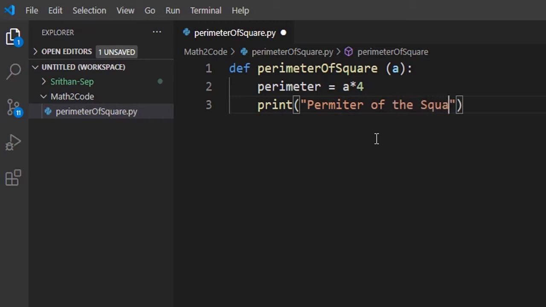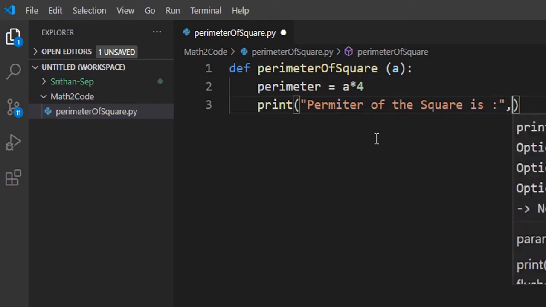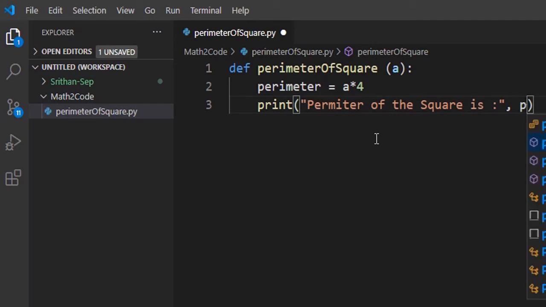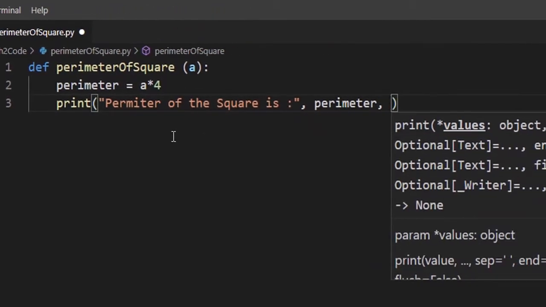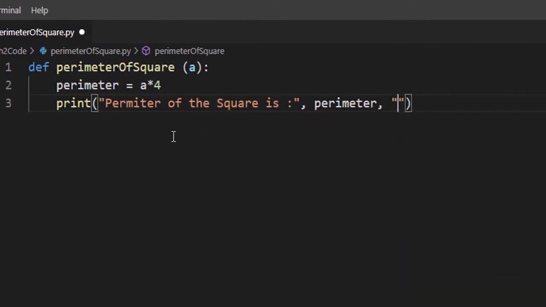square is colon, and then a comma outside the parentheses so it doesn't print the comma, and then now the variable name, which has the calculated value, perimeter, and another comma, and now we can write the units. I'm assuming it's centimeters.